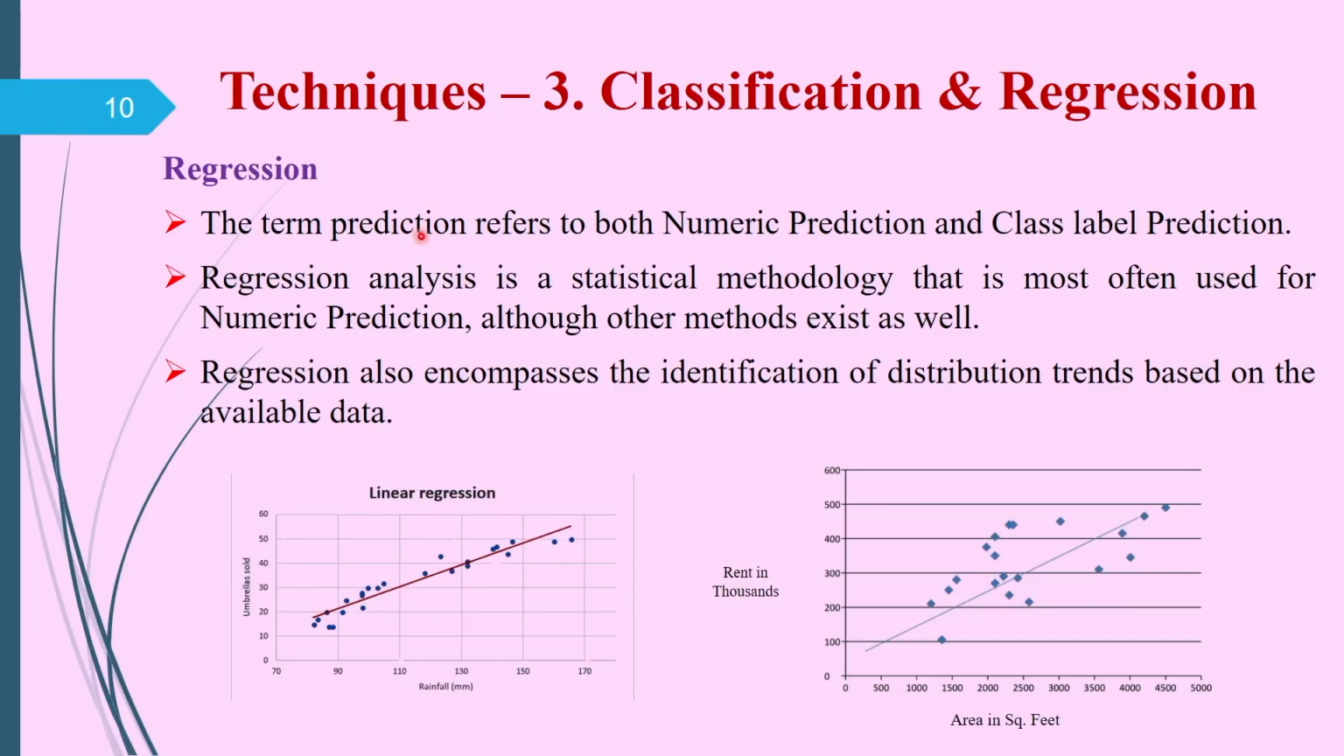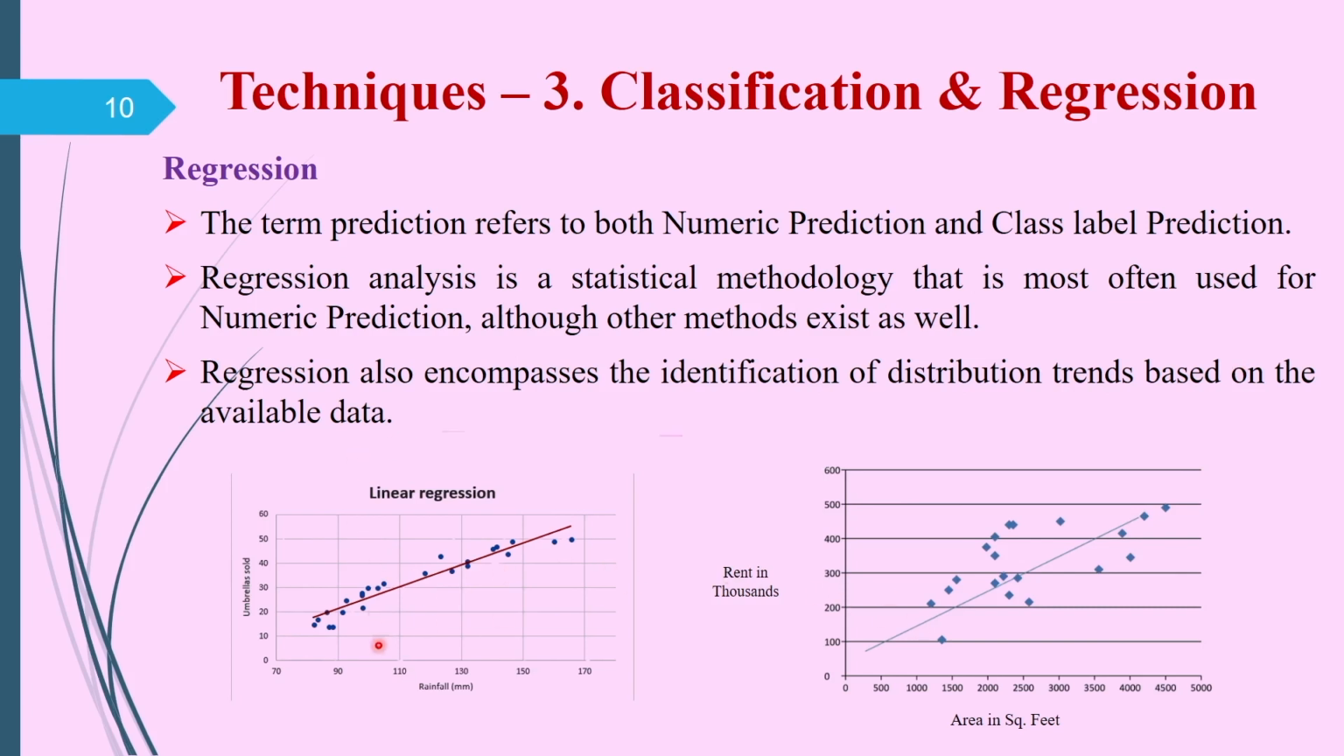The next method is regression, which is also a method to predict the class labels, and these predictions will be either numeric predictions or class label predictions. Regression analysis is a statistical methodology most often used for numeric prediction, and regression encompasses identification of distribution of trends based on the available data.